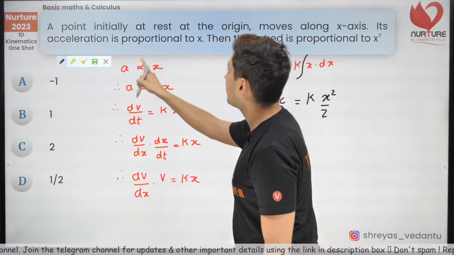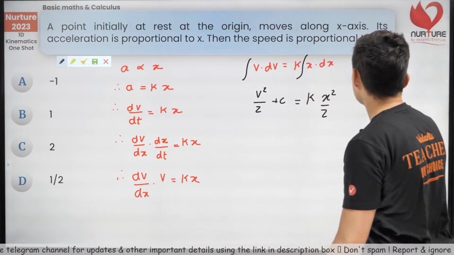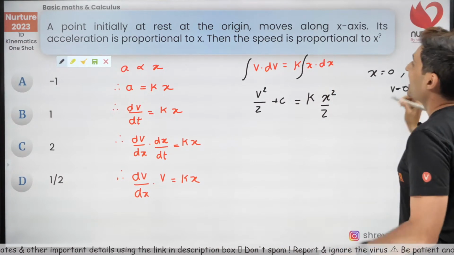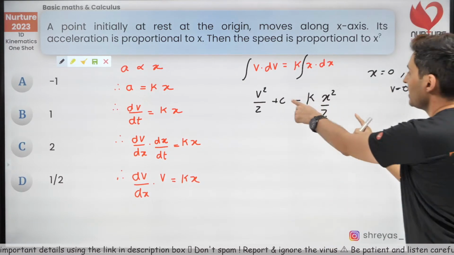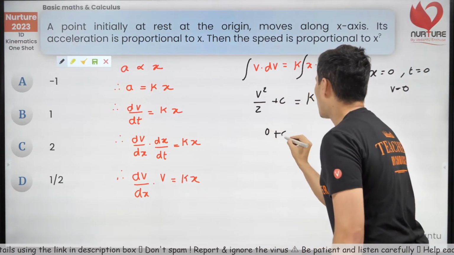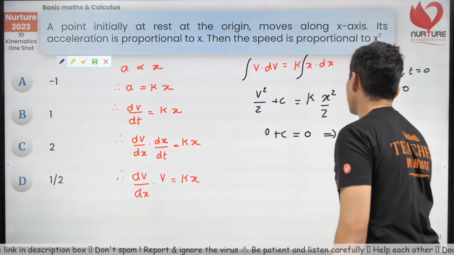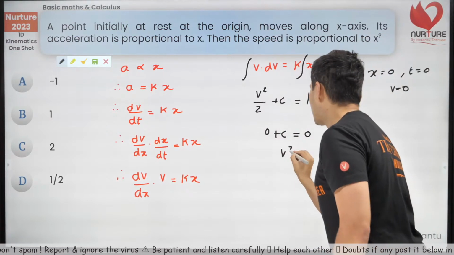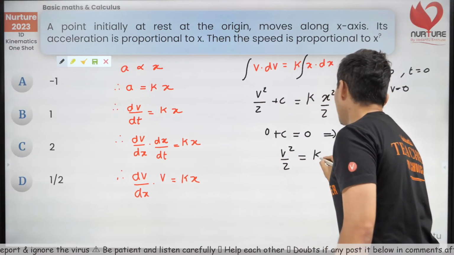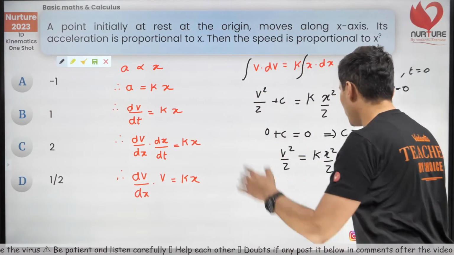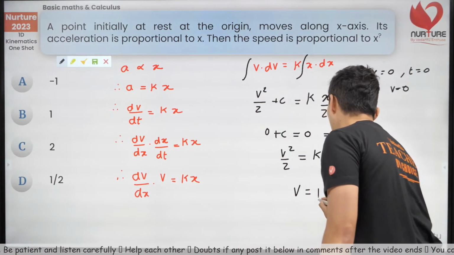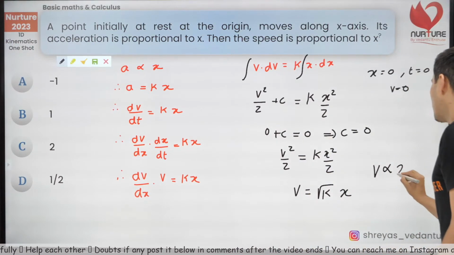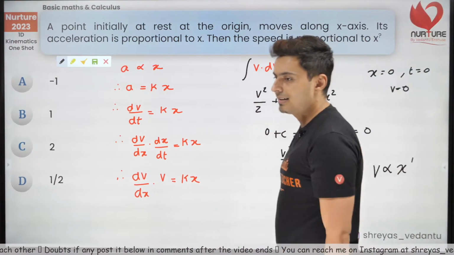Now the last step, initially at rest. That means when x is equal to 0, t is equal to 0, velocity is 0. If you put 0 over here, you will clearly see that the constant is 0. Therefore, v square by 2 is equal to k x square by 2. 2 goes, v is root of k into x. So velocity is proportional to x raised to 1. That's the answer.